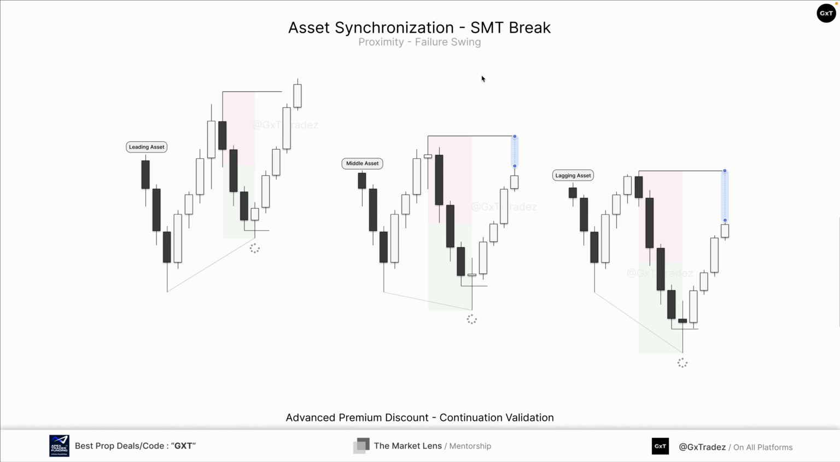Hence, SMT break. We're going to target this, all right? So yeah, it's very simple, right? Both assets are expanding in close proximity, using advanced premium discount here. I'm not going to go into advanced premium discount a lot here. We're not even scratching the surface with this concept because it gets a little deep. But yeah, this is the simple way to use it.